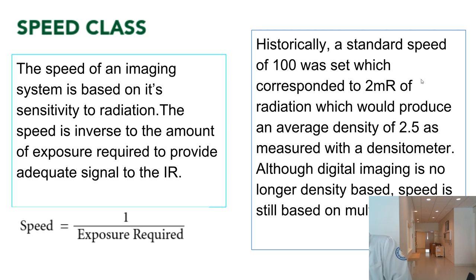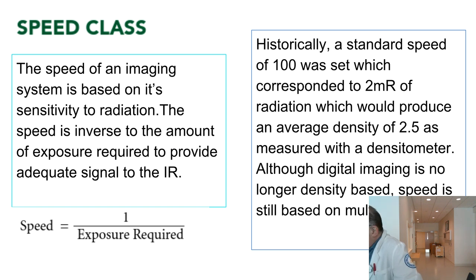So speed class is a term that historically was based on film screen technology. That's why we say historic, because we're no longer using screen film. It's mostly digital out there. There might be someone somewhere still using film. And it talks about the relationship between the exposure and the amount of radiation that the patient gets. So when I say exposure, I mean your mass. And there's also a relationship to the overall image resolution.